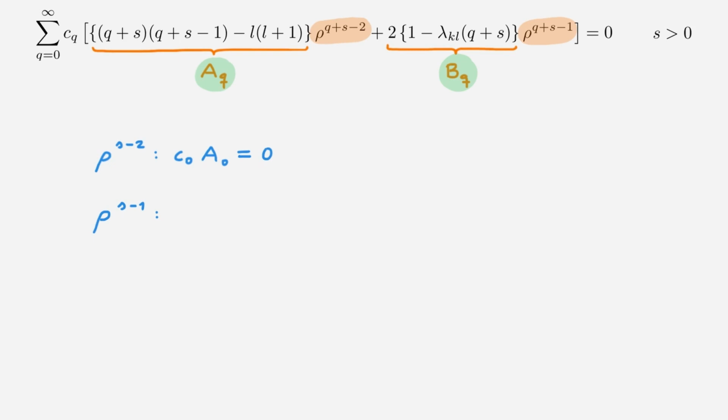The next power is s minus 1. The A term gives a power of s minus 1 when q is equal to 1, and we have this term proportional to C1. Now, the B term does contribute with its lowest power, corresponding to q equals 0, and giving this term proportional to C0. So this is the full coefficient in front of the power s minus 1, and it must also vanish. We could go on like this, term by term, and the general power q plus s minus 2 has contributions from the A term proportional to Cq, and from the B term proportional to Cq minus 1. And again, these coefficients must vanish.